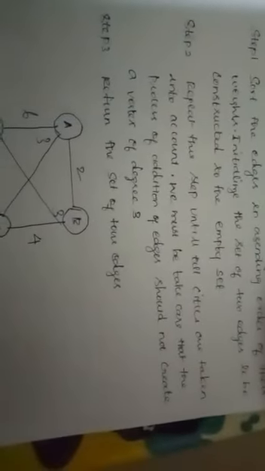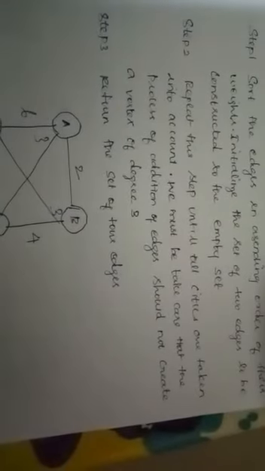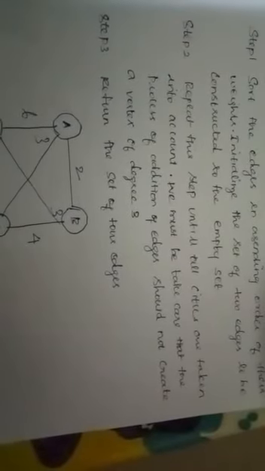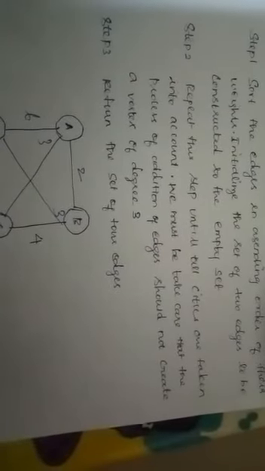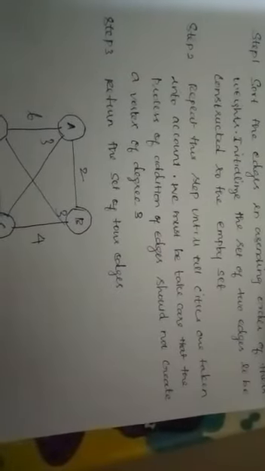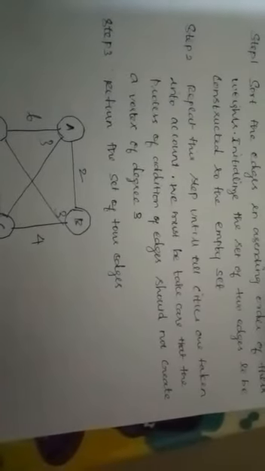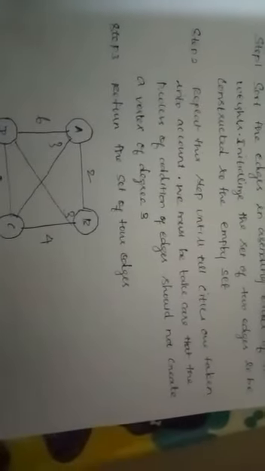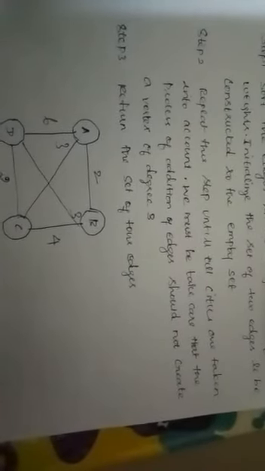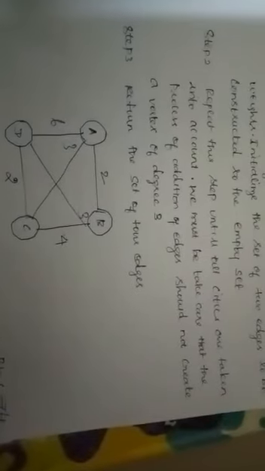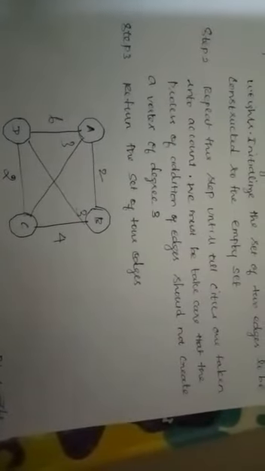Second step, we are going to repeat this step until all cities are taken into account. We must take care that the addition of edges should not create a vertex of degree 3. There should not be any closed circuit. That means we should not create it. Third step, return the set of edges. We'll apply the 3 steps to the same graph.